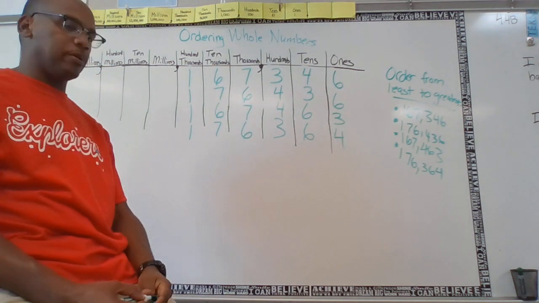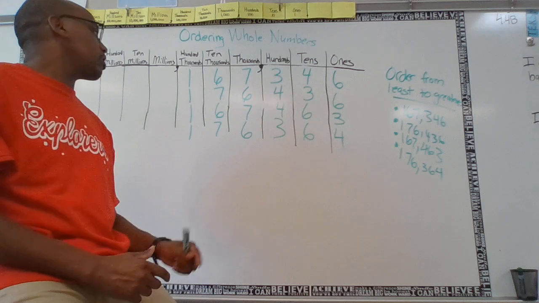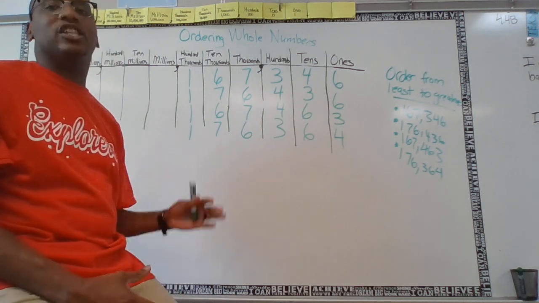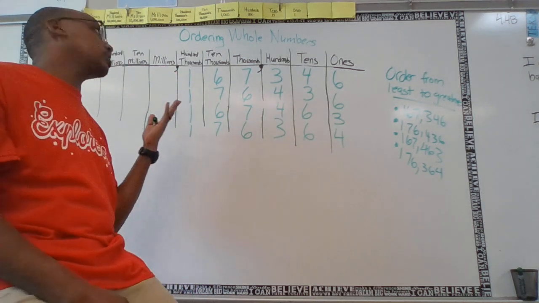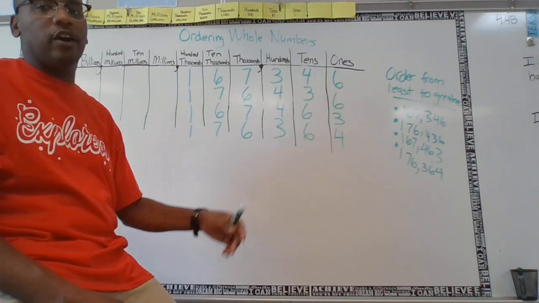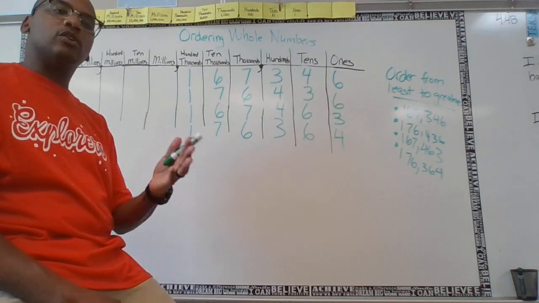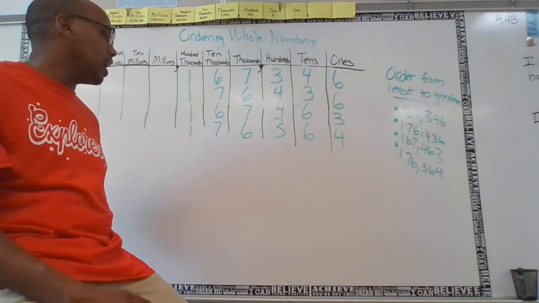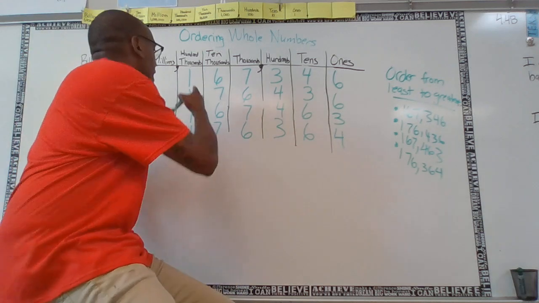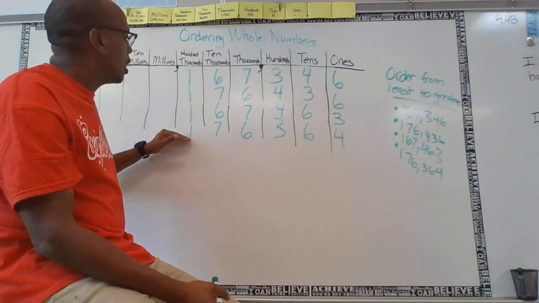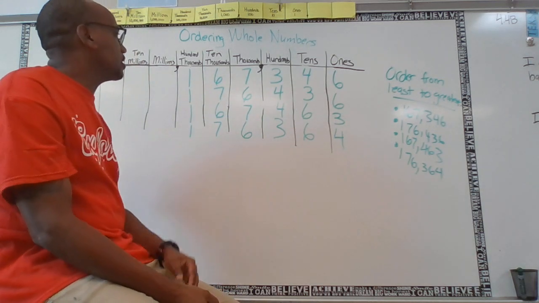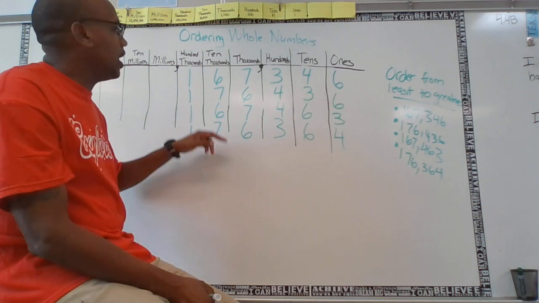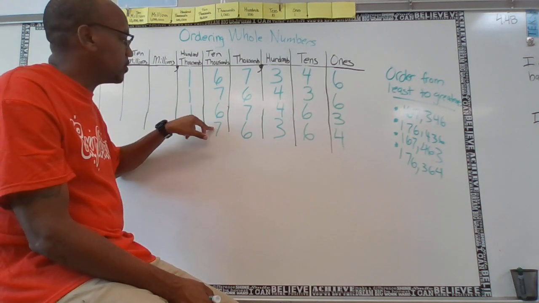So step 2 is to compare. I'm going to compare starting from the left because that's the greater number. If I have more 100,000s than you, it doesn't matter if you have more hundreds than me. So starting from the left, I see that they're the same. So I move over to the 10,000s place. I have 6, 7, 6, 7.